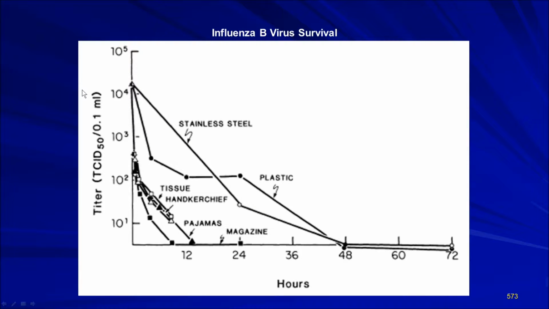Influenza B virus, when we look at this, we see a very similar pattern. When we look at stainless steel and plastic, we still see the same type of trend, and this is fairly common throughout the viruses as a whole. We see viruses surviving much longer on stainless steel and plastic than these other, more porous types of surfaces.